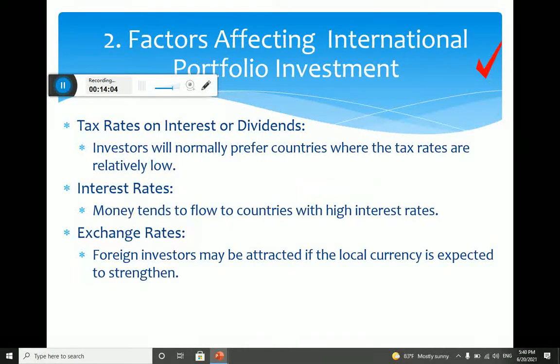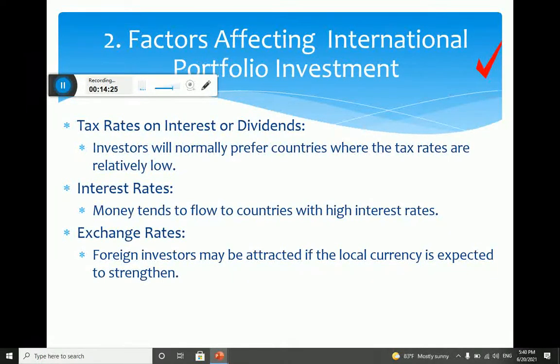If I lose in one investment, I gain in the other investment. So it settles my loss in one investment by the other investment. So that's called portfolio investment.